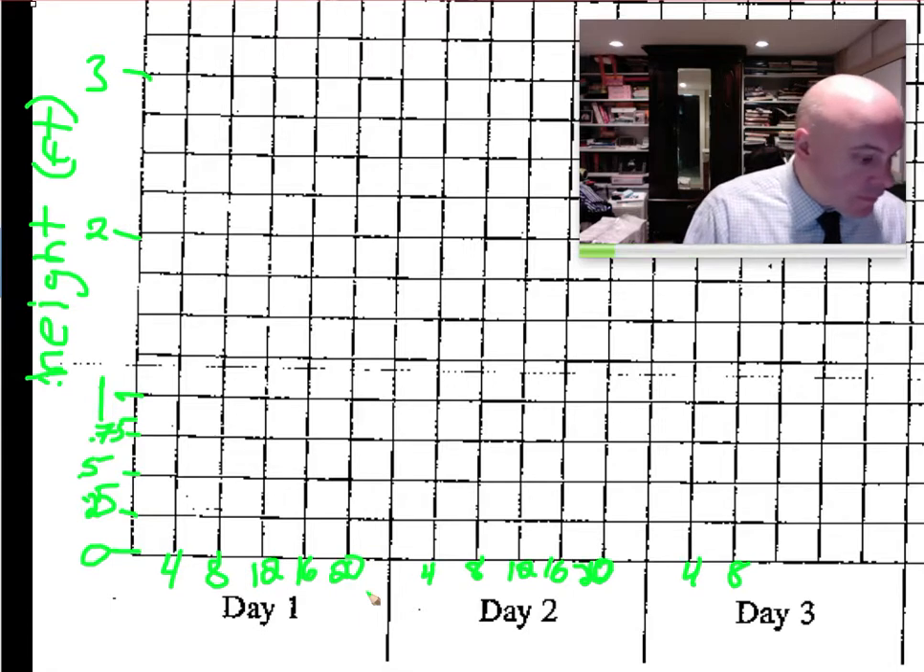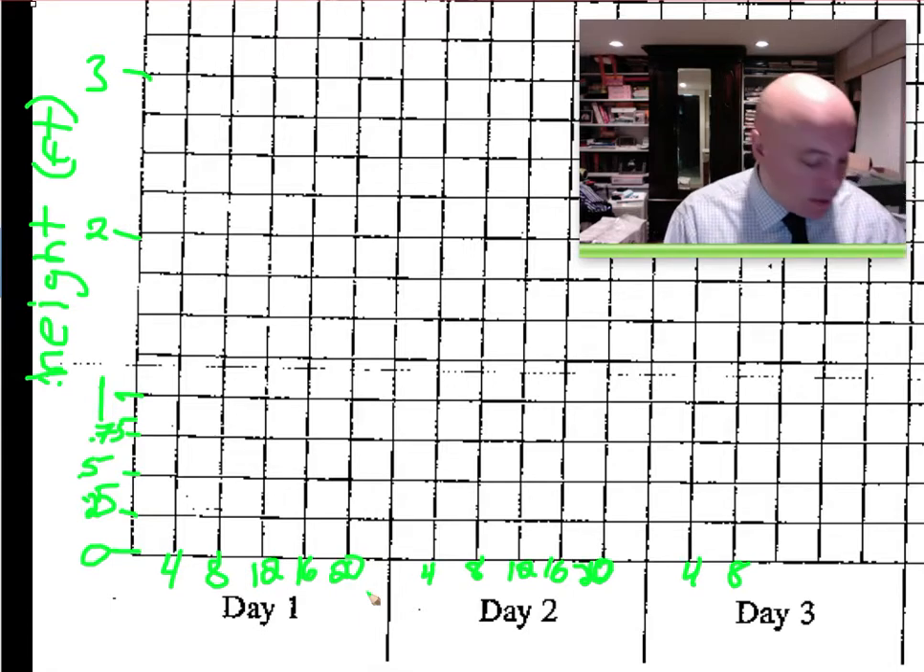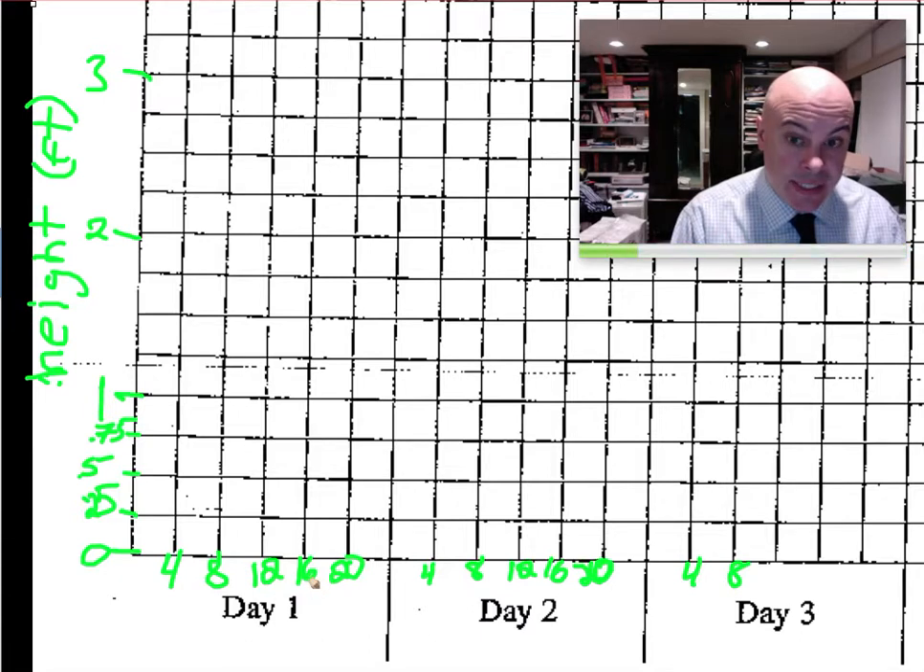So let me look on my sheet here. On day 1, at 2:57 in the morning, so here's 4 in the morning, this is 8 in the morning, this is 12 in the afternoon, 16 is 4, 20 is 8, right? And then we have midnight. So 2:57 in the morning is here.